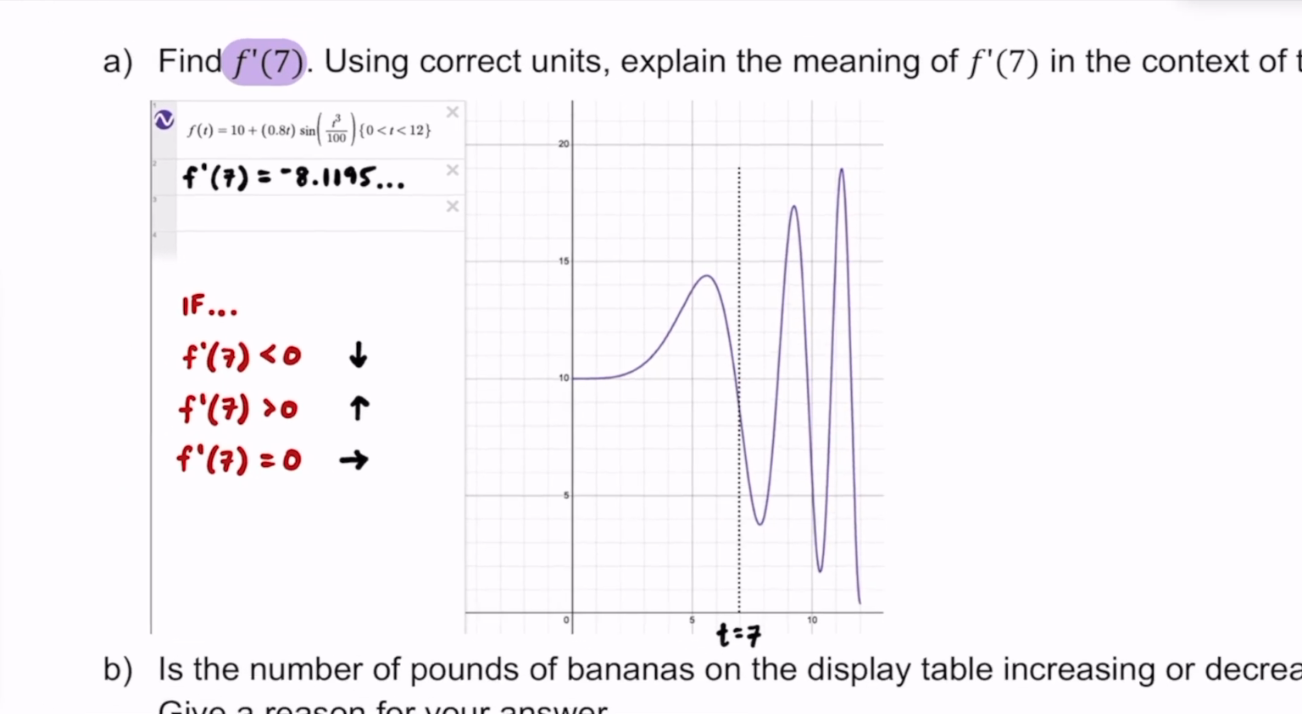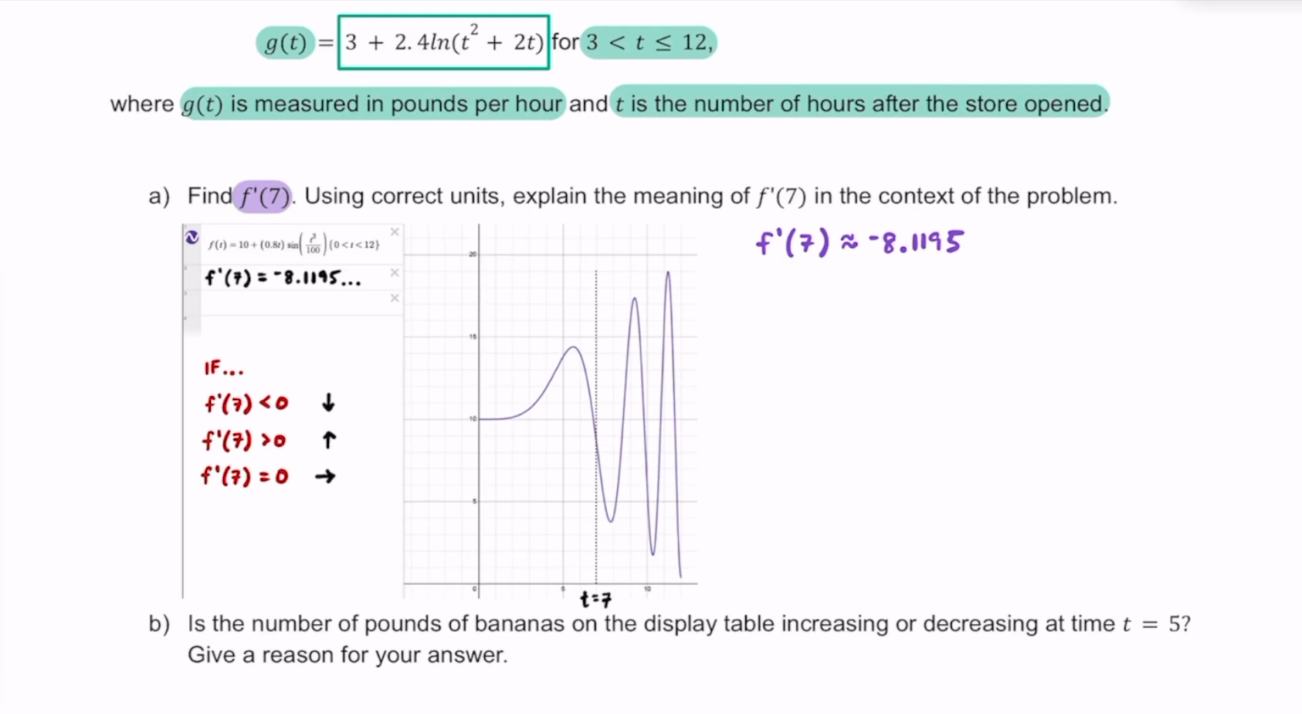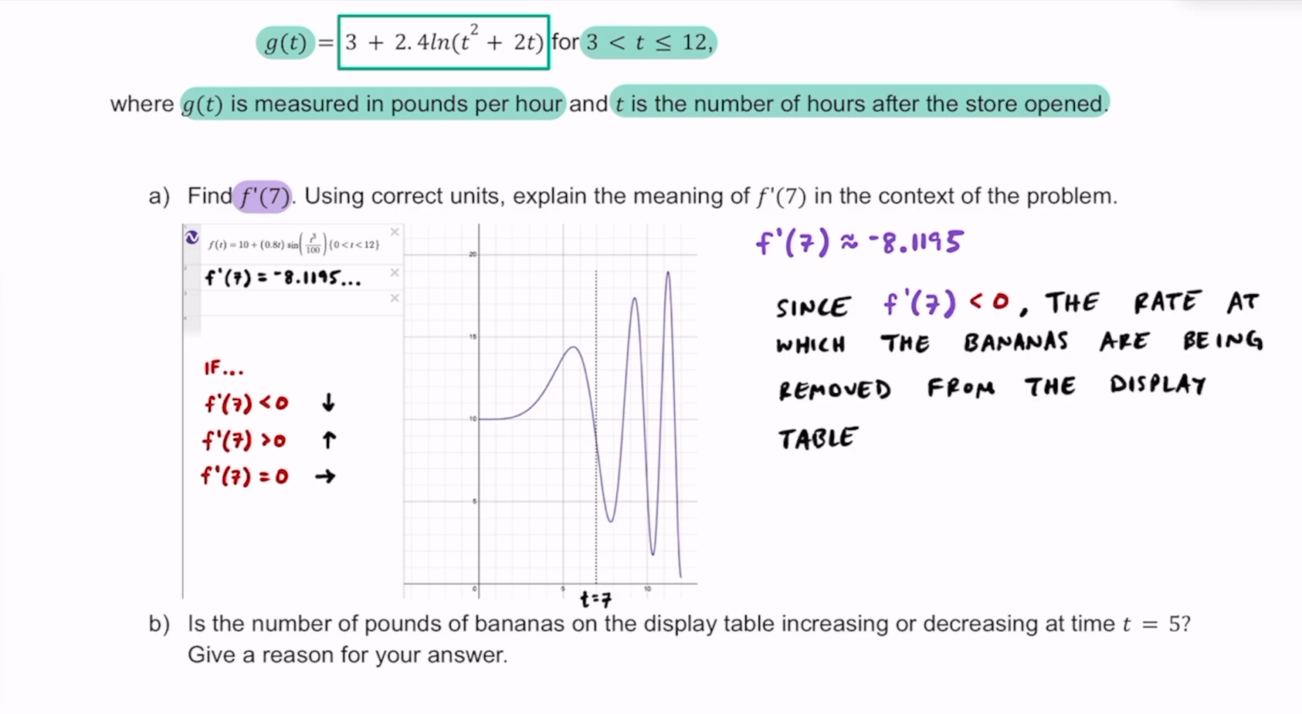All right, so let's write a conclusion here. We found the derivative when time is equal to 7 was this negative value here, which makes sense when you look at the original function graph. It definitely looks like the rate of change is negative when time is 7. So let's summarize what we just found. Since f prime of 7 is less than 0, the rate at which the bananas are being removed from the display table is decreasing by 0.81195 bananas per hour.